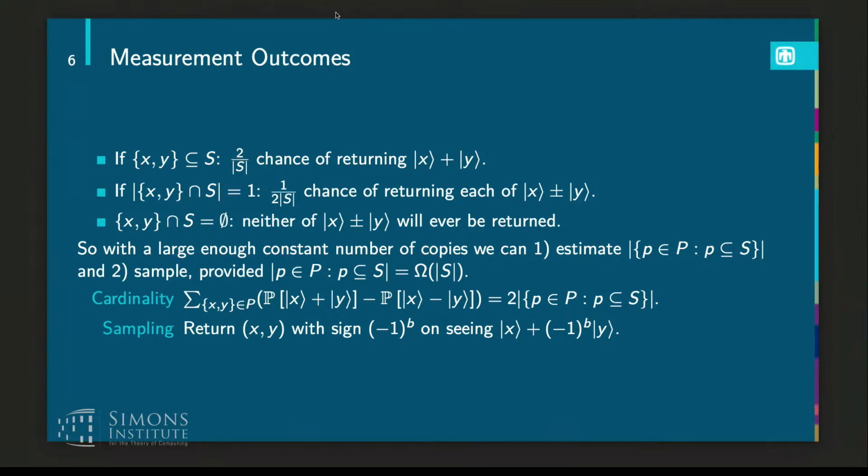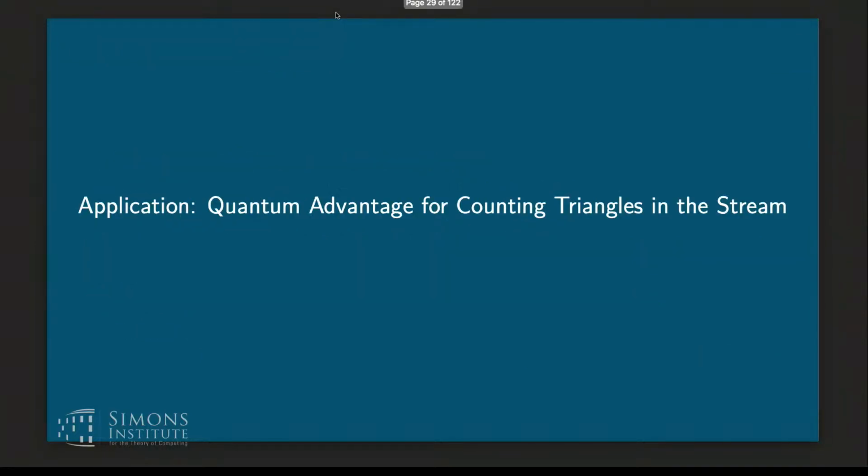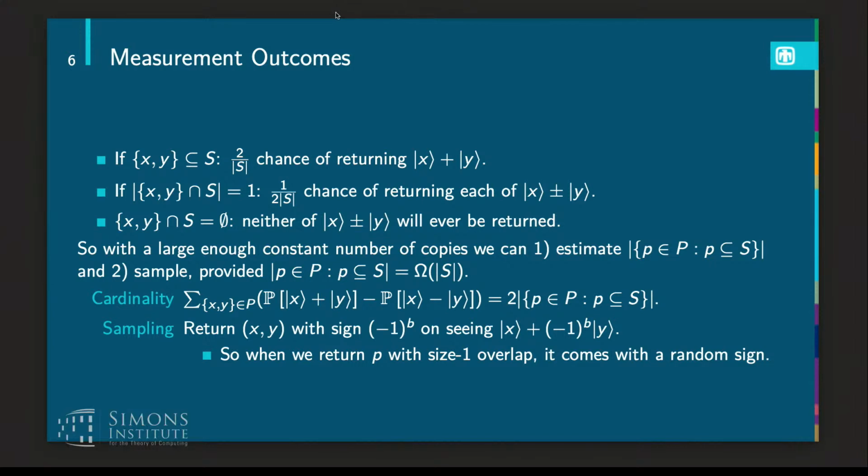And then for the sampling problem, we can just do this measurement and return whatever we see, x plus y or x minus y, but with a sign of -1 if you see x minus y. That means you obey the promise that we gave: sometimes you're allowed to return a pair with size 1 overlap, but if you do so, it will come with a random sign. So that's how you can make the sketch.